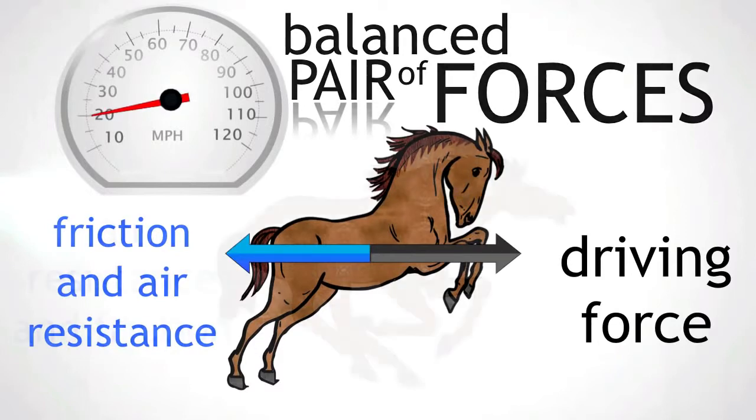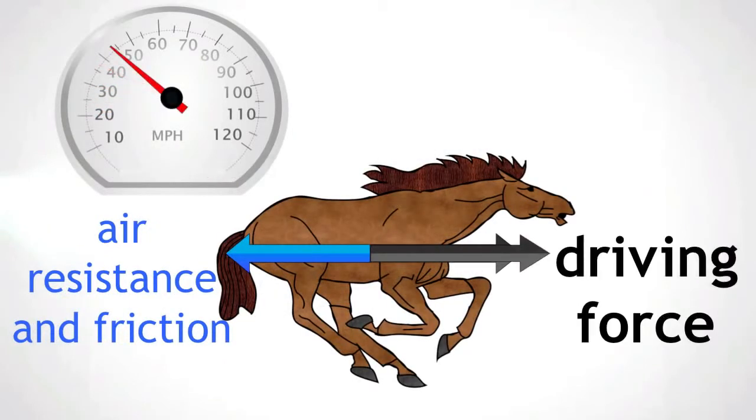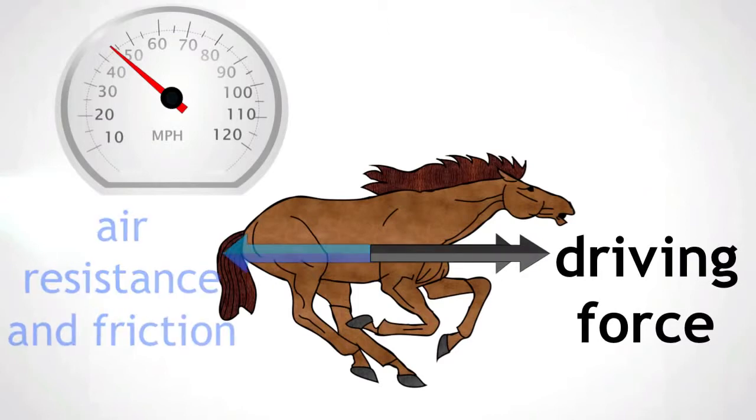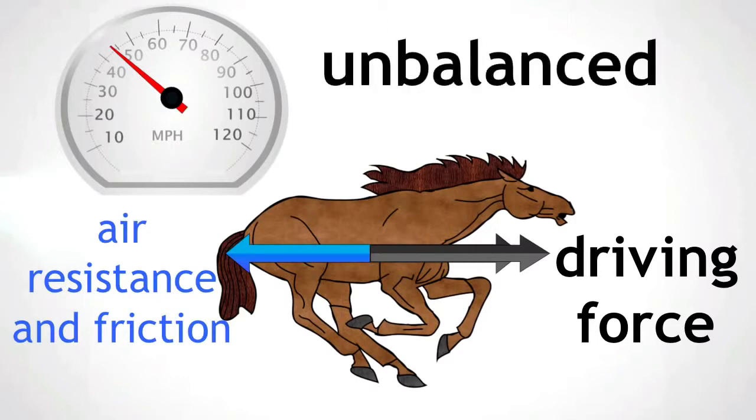If though the horse accelerates, the driving force must be greater than friction and air resistance. The driving force is now no longer balanced by friction and air resistance. These forces are now unbalanced.